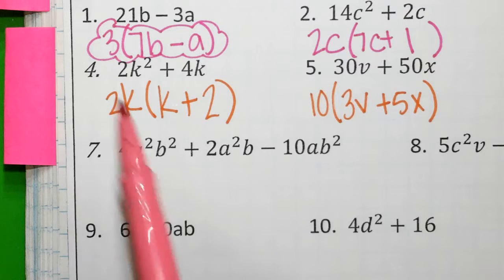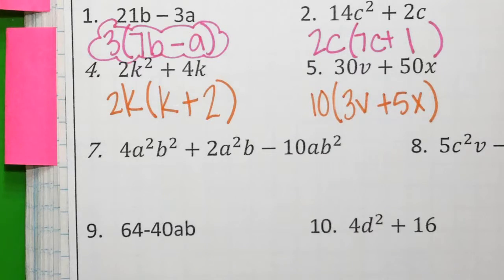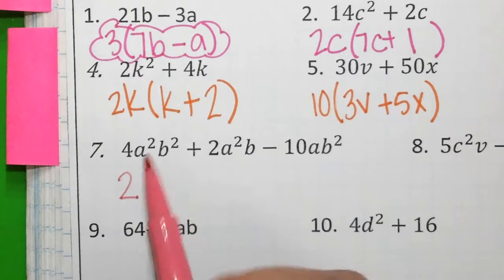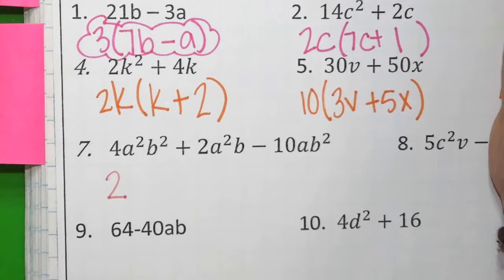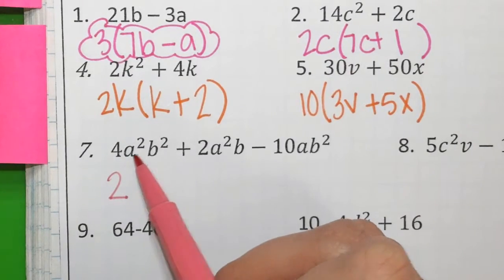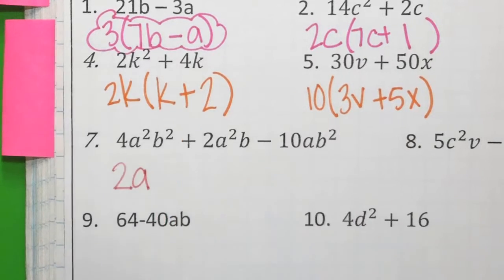Okay, so let's start with the numbers. What's the biggest number that divides into 4, 2, and 10? Well, it's got to be 2. Okay, now, the GCF is the largest number that divides into 2 or more numbers and the lowest exponent of common variables. So let's look at our A's. What's smaller, 2, 2, or 1? 1. So we're going to take out 1A.